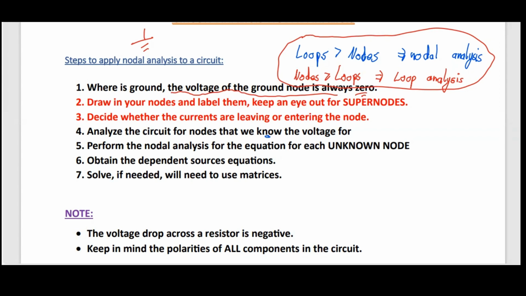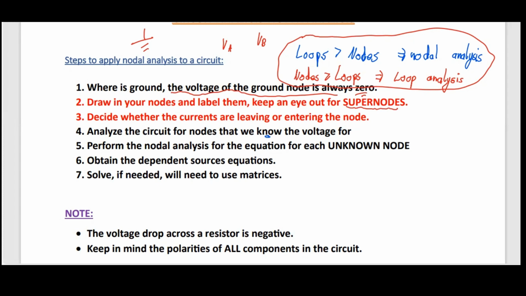Second thing, when you're drawing your nodes, you label them. You label your nodes VA, VB, and all them stuff, right? Because the node is a voltage. So when you label it, you put VA and VB, or you can say A, B, C, whichever one you want. But when you're labeling the nodes, you need to keep an eye out for something called supernodes. You need to literally keep your eye out for it.